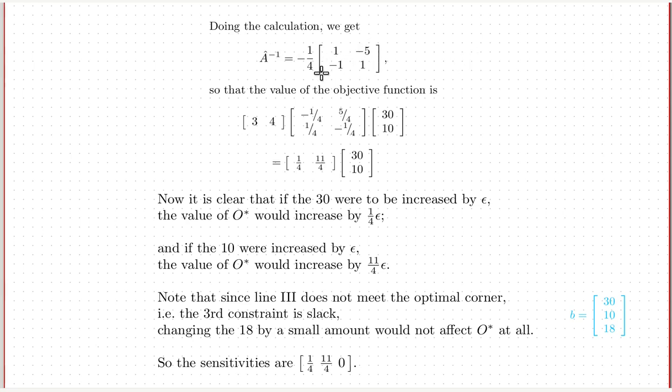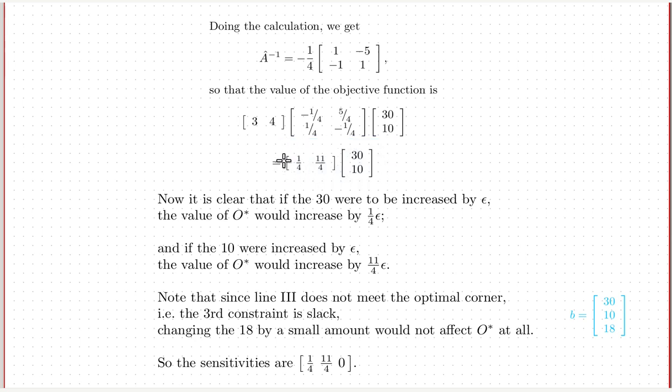So this is A hat inverse, which if you multiply the negative 1/4, then you get this, right? And so therefore the value of O star, as we saw, is going to be 3/4 times A hat inverse times (30, 10). Now what I've done here is I multiplied these out, so we can express it as a dot product, this row vector dotted with (30, 10). If I multiplied these two out, I got 1/4, 11/4, and therefore the value of the objective function is equal to (1/4, 11/4) times (30, 10).